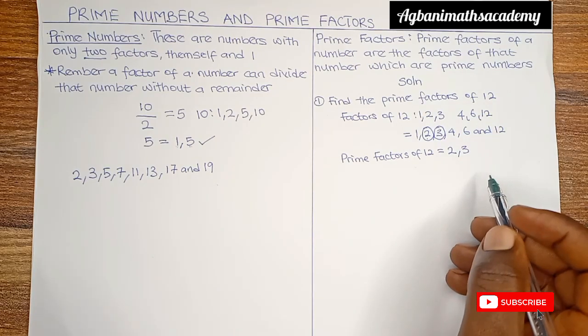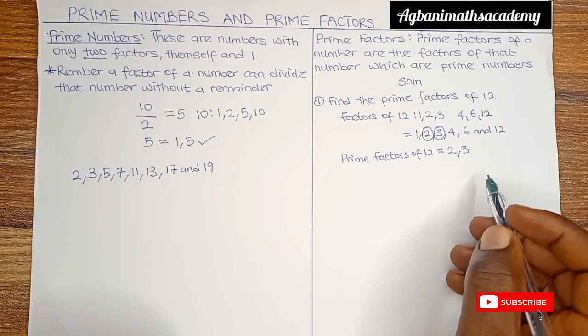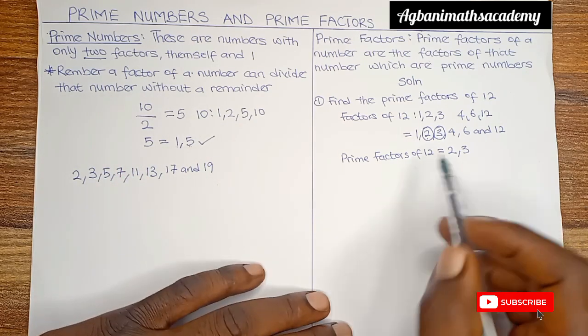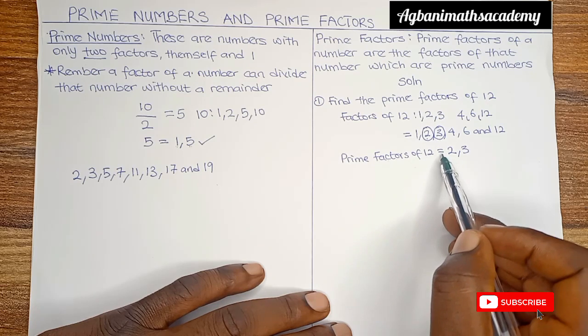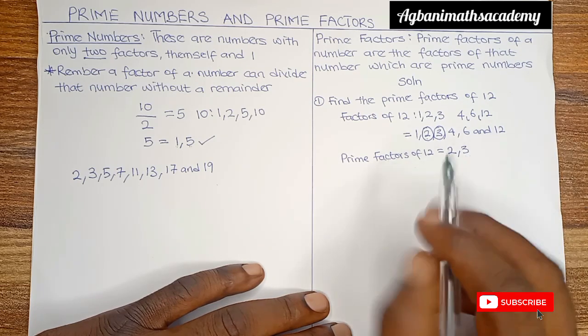What about 4? Is 4 a prime number? 4 is not a prime number. Therefore, 4 is not a prime factor of 12. 6 is not a prime number. Therefore, 6 is not a prime factor of 12. And of course, 12 is not a prime number. This means the prime factors of 12 are 2 and 3.